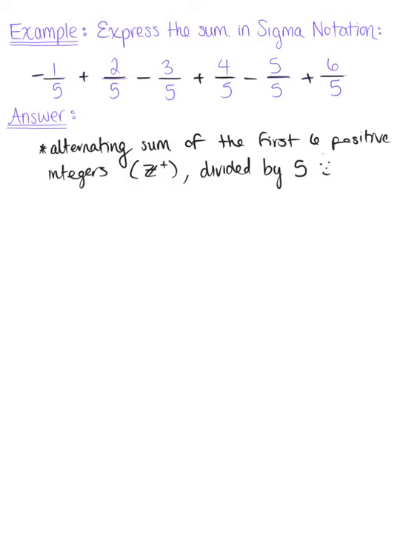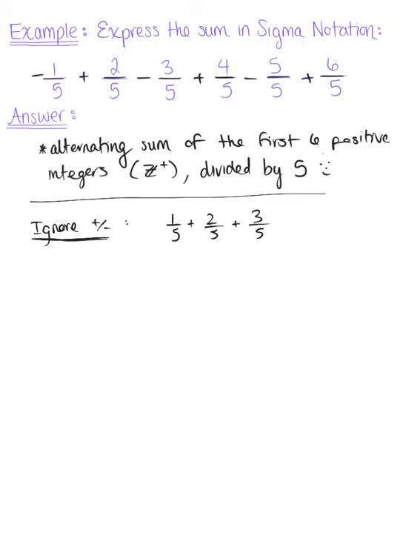So we want to go ahead and rewrite this given sum here to prove to ourselves that what we're claiming is actually happening. So for a moment here, let's ignore the alternating portion. So we just want to consider the positive terms. Right? So let's say that we have 1/5 plus 2/5 plus 3/5 plus 4/5 plus 5/5 plus 6/5. So we can see here, if we just think about the positive portions, we can see the sum of the first 6 positive integers, and they're all being divided by that constant 5.